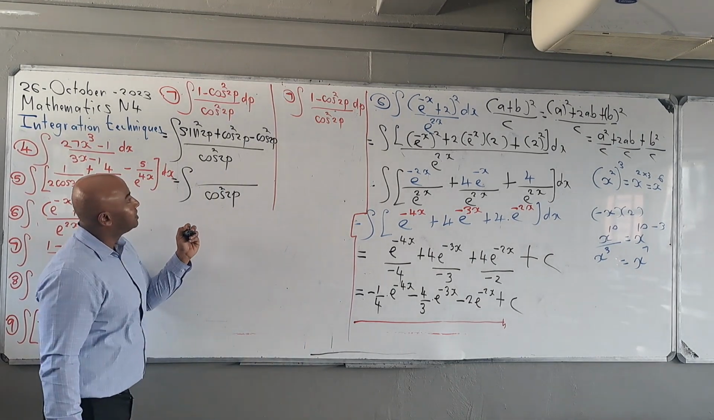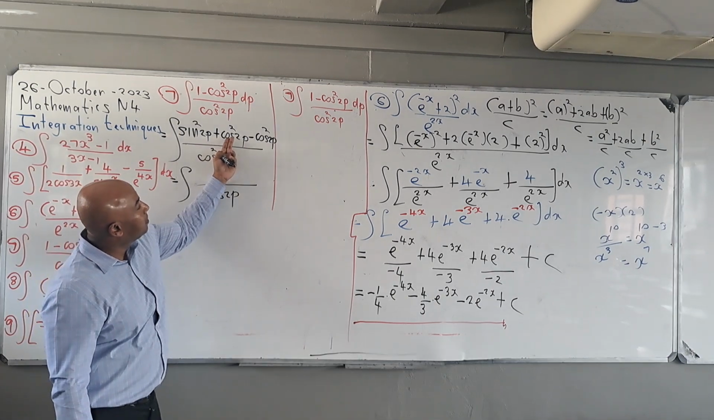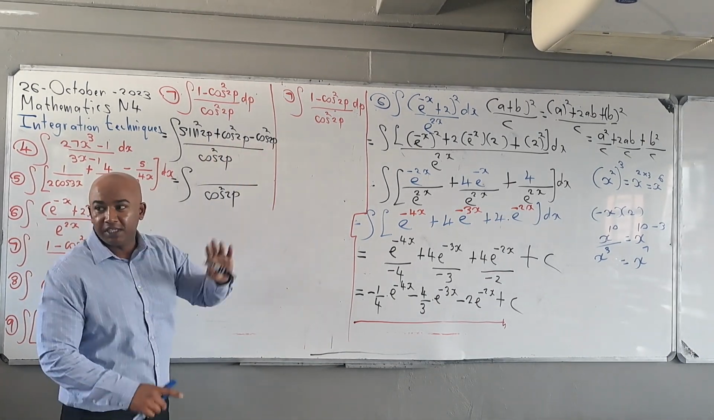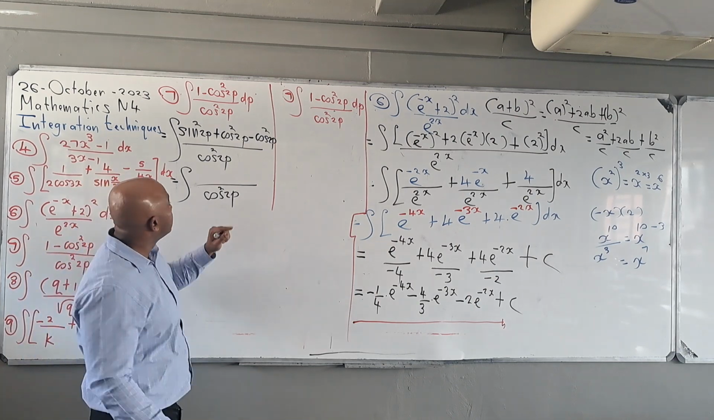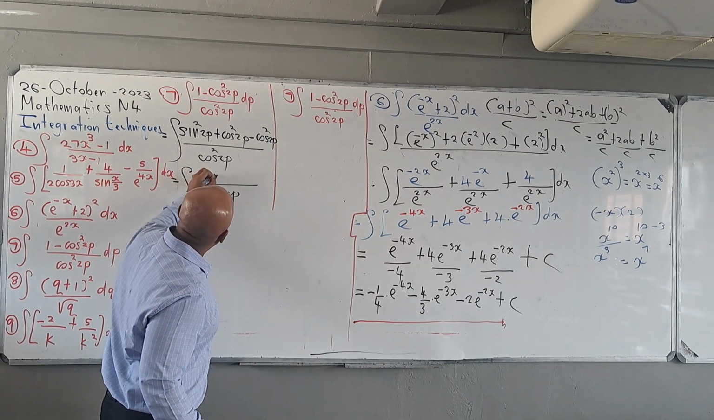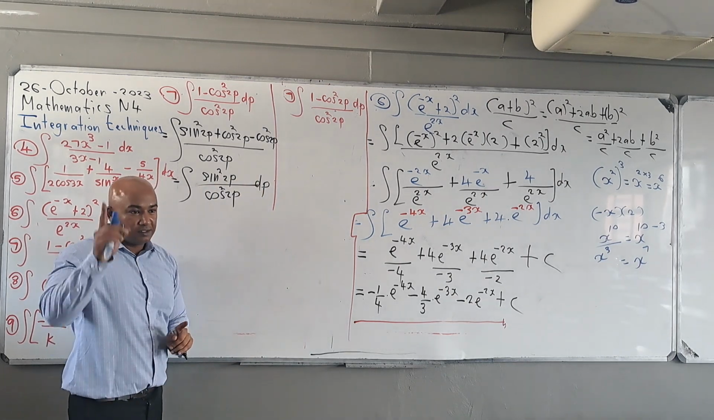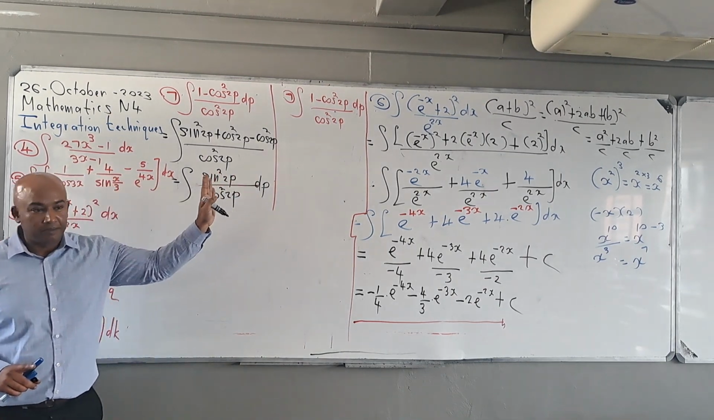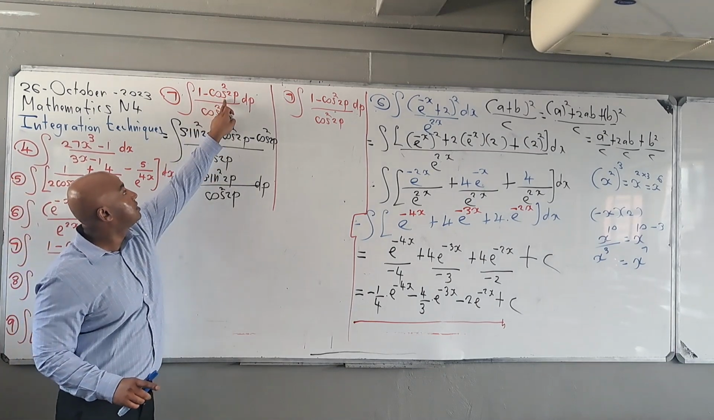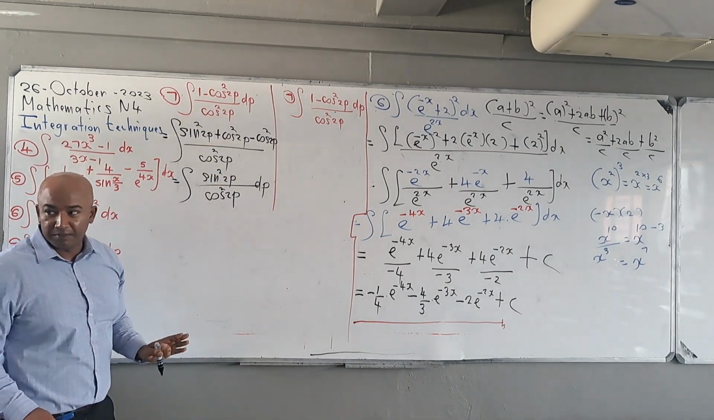What do you notice happens in the numerator? Cos squared 2p minus cos squared 2p is just 0. So what remains is sine squared 2p. Again, if you knew this off by heart, you just write it down one time. You can go straight: 1 minus cos squared is sine squared. That is acceptable.